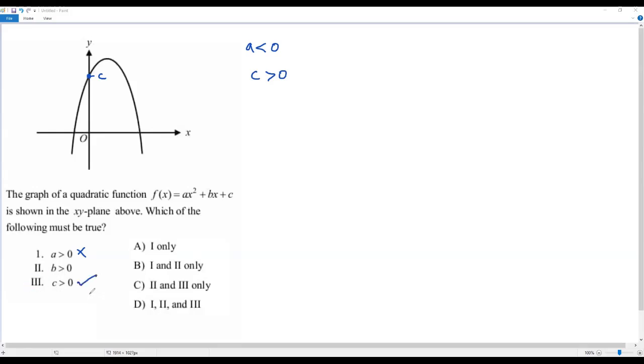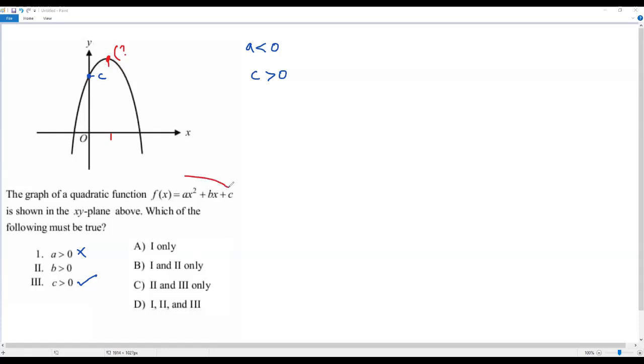Okay, now we have to verify one more statement, that is the second statement, b is greater than 0. For that, let me consider the vertex of the parabola. It's over here. So when I consider the x-coordinate of the vertex, it has to be positive, because the value on the x-axis corresponding to this vertex is on the right side of the y-axis. So that means it is on the positive side of the x-axis. So the x-coordinate of the vertex of the parabola will be positive.